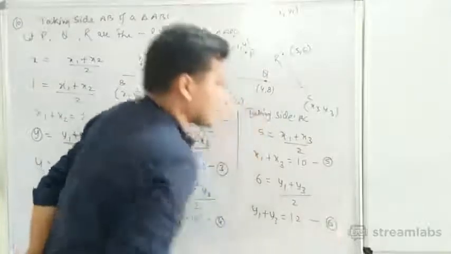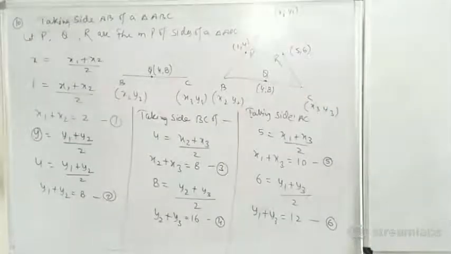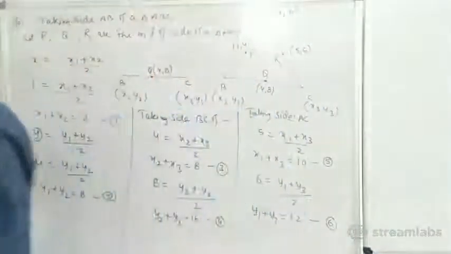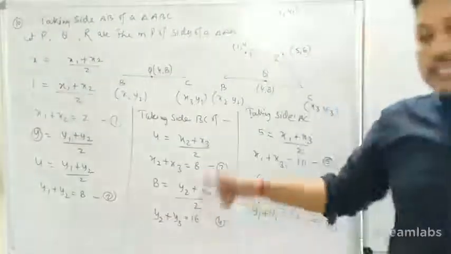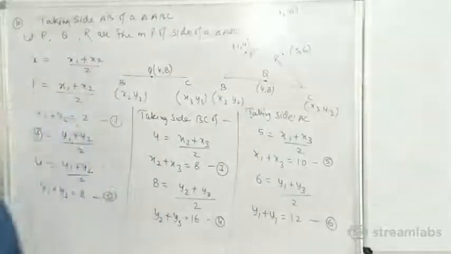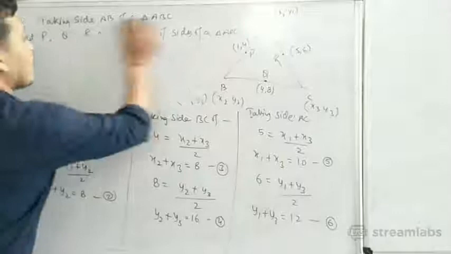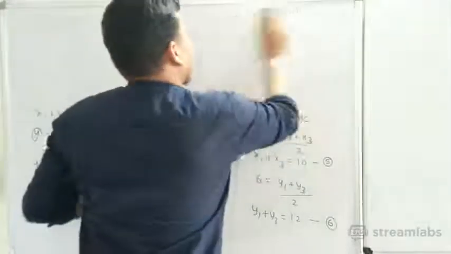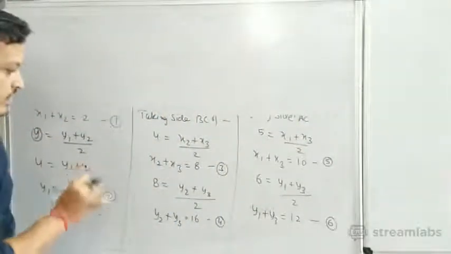Equation number six. So how many equations do we get here? Six equations we calculated. Now the question is to find the values of x1, x2, x3, y1, y2, y3 by using all six equations. Can you calculate it? Not x and y, but find the values of x1, y1, x2, y2 and x3, y3.